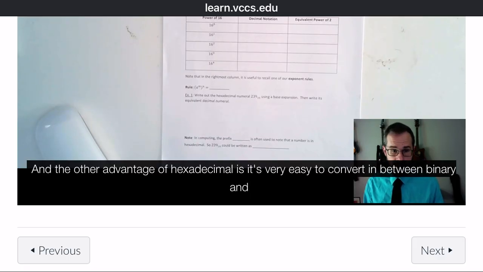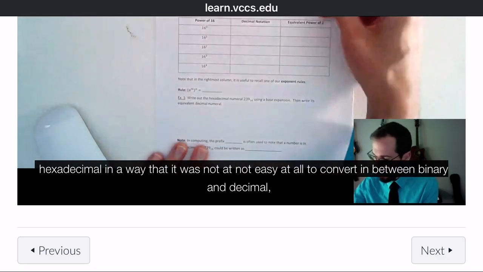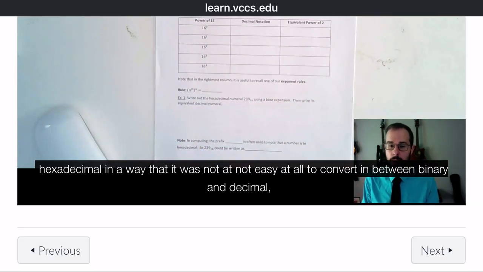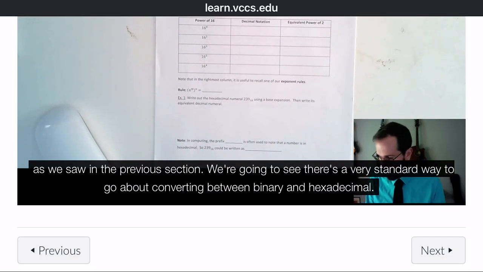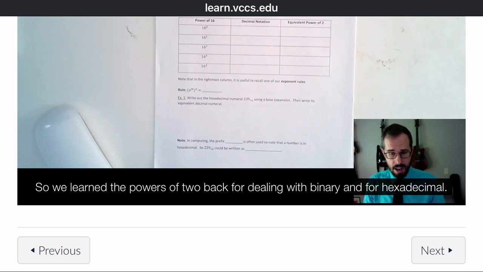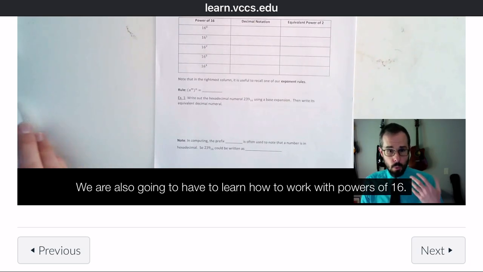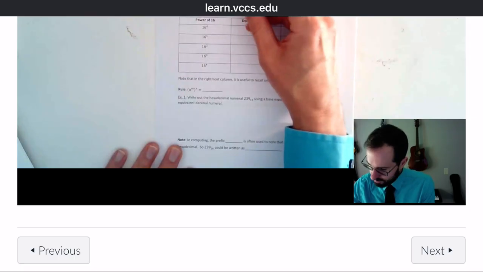And the other advantage of hexadecimal is it's very easy to convert between binary and hexadecimal in a way that it was not easy at all to convert between binary and decimal, as we saw in the previous section. We're going to see there's a very standard way to go about converting between binary and hexadecimal. So we learned the powers of 2 for dealing with binary, and for hexadecimal, we are also going to have to learn how to work with powers of, well, 16.